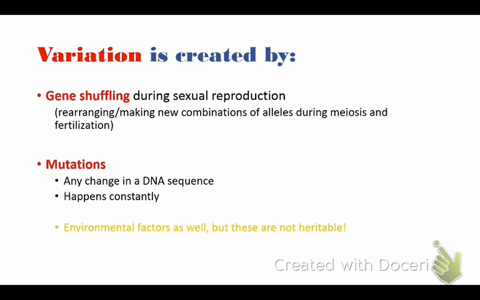So variation is created by two main things that you need to know because these are on the test, okay? Gene shuffling and mutations. Gene shuffling is making a new allele combination, okay? Rearranging, making new combinations of alleles during meiosis and fertilization. So during sexual reproduction, right? Mutations are any change in a DNA sequence. And they happen constantly.